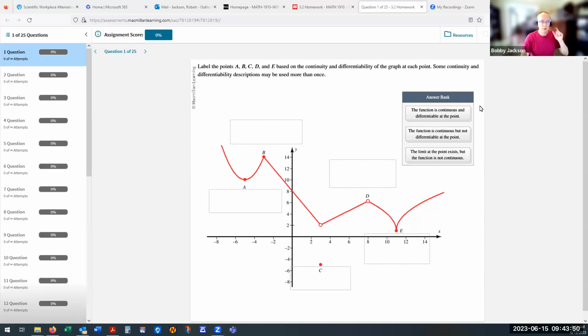Okay, we're going to look at number 1 in section 3.2. I've pulled it up on the screen here for you. It is going to be basically clicking or dragging these descriptions into the 5 different boxes labeling or describing the graph of the function at these points A, B, C, D, and E. So just a couple things about the function.